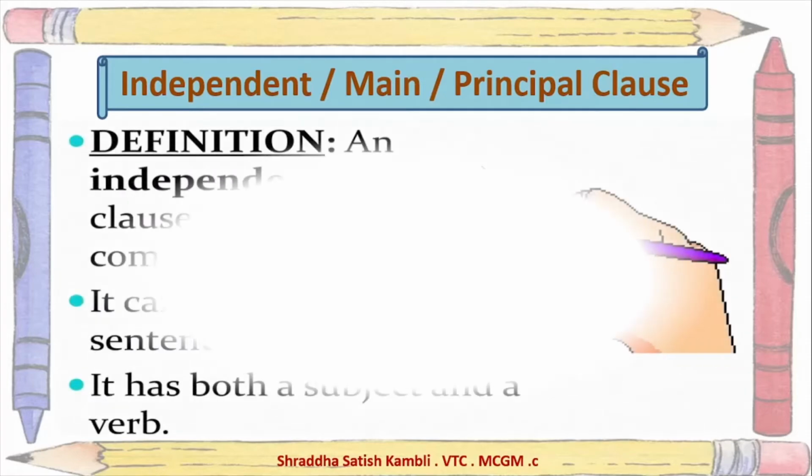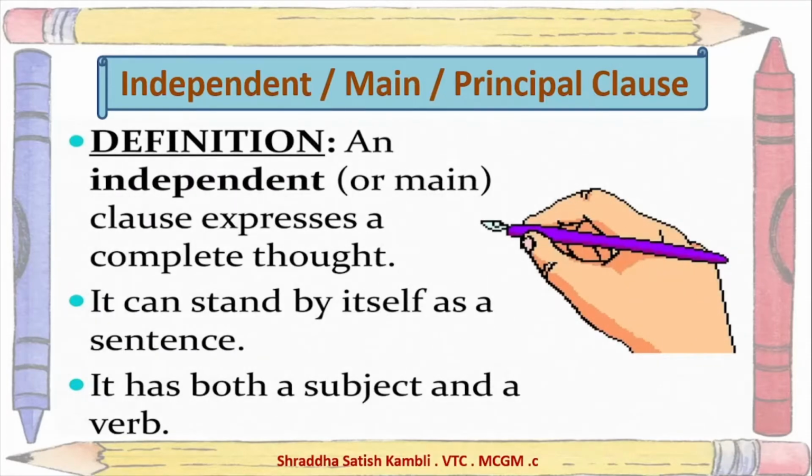Now, what is the definition of an independent clause? You have to just keep in mind that independent, main and principal have all got the same meaning. You can use any one word, whatever you can remember according to your convenience. You can either remember independent or main. Now, what is an independent clause? An independent clause or a main clause expresses a complete thought. It is independent, isn't it? So it doesn't have to depend on other words. Whatever words are there in that particular clause, it has got complete meaning. So an independent clause expresses a complete thought.